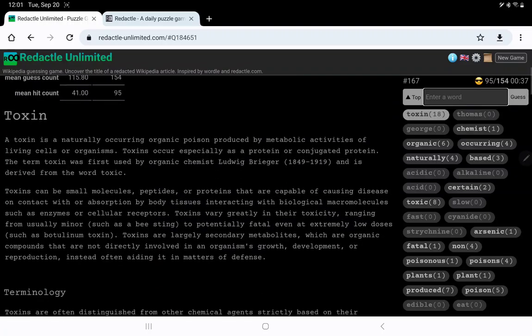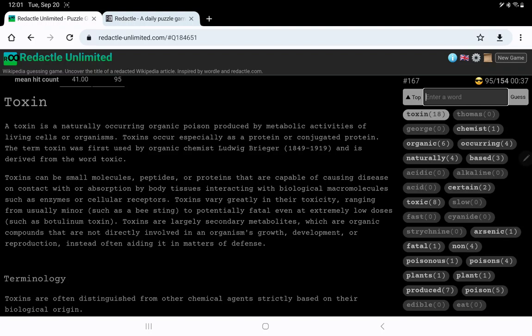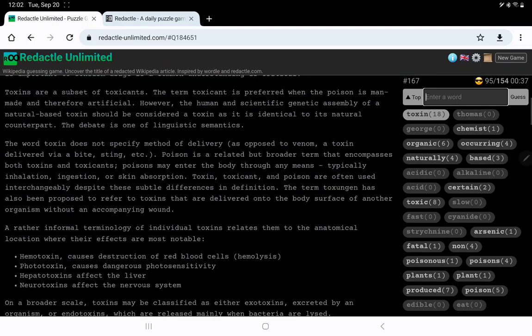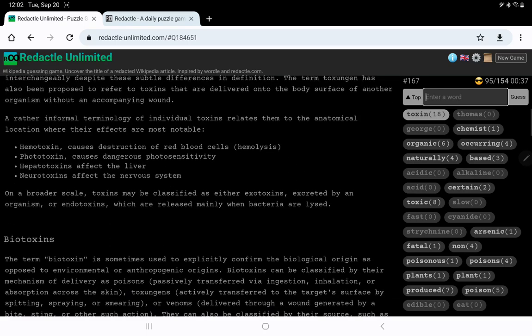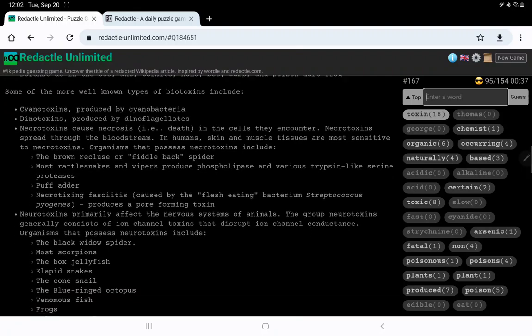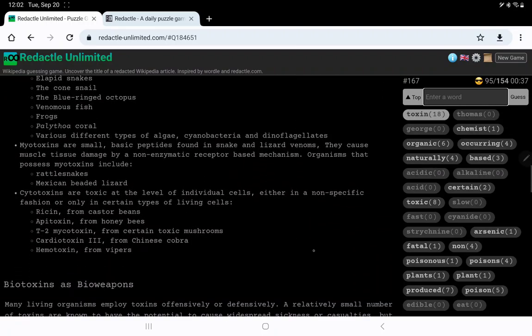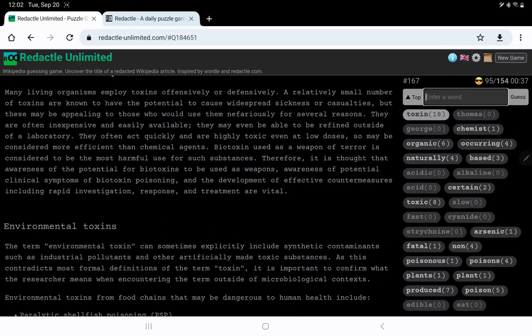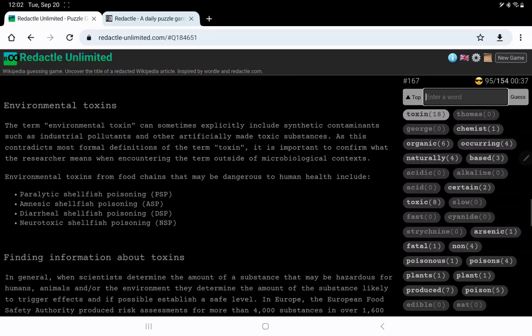Anyway, there we go. Now, metabolic activities of living cells or organisms. A protein or conjugated protein. And Ludwig, I would never have guessed. Ludwig. There we go. All very interesting. Some of the more well-known types. Yeah, I don't think these would be occurring in an Agatha Christie novel.